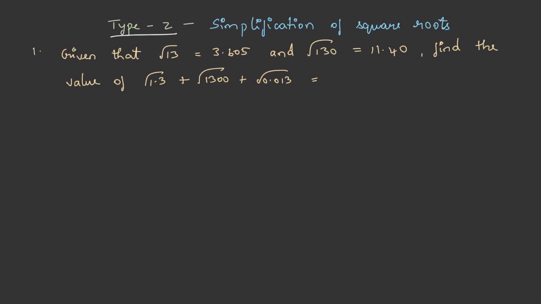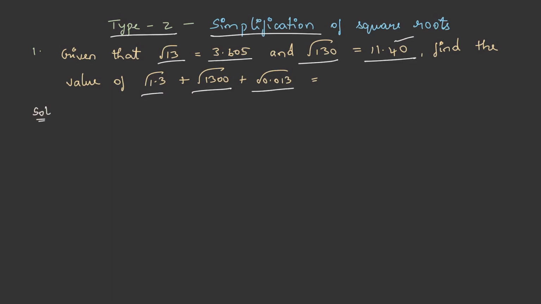Let's step into the type 2 questions. Let's understand the type 2 questions, that is simplification of square roots. In the question, it is given that root 13 value is 3.605 and root 130 is equal to 11.40. These are the approximate values. Find the value of root 1.3 plus root 1300 plus root 0.013.